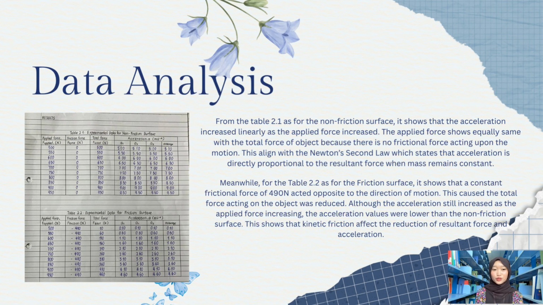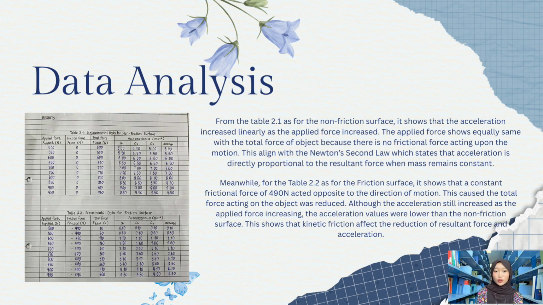Now, let's move on to the data analysis. From table 2.1, as for the non-friction surface, it shows that the acceleration increased linearly as the applied force increased. The applied force is equal to the total force of the object because there is no frictional force acting upon the motion. This aligns with Newton's second law, which states that acceleration is directly proportional to the resultant force when mass remains constant.